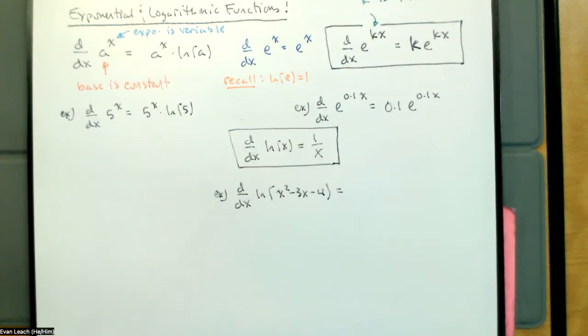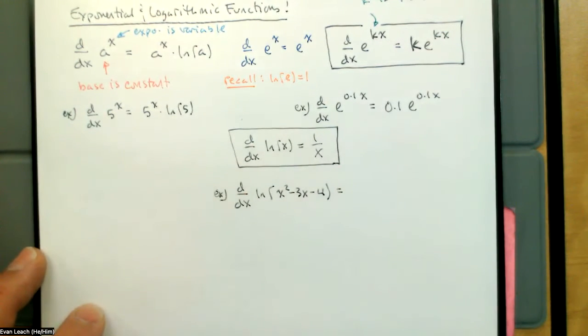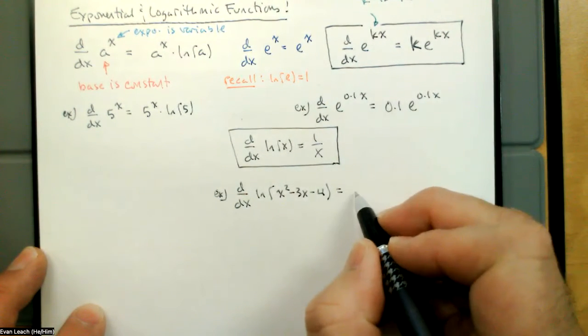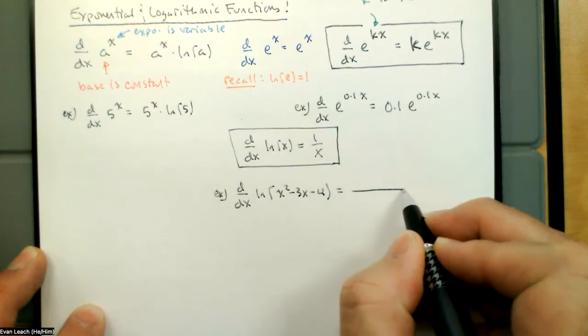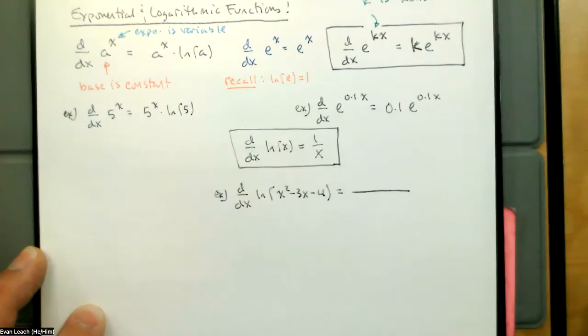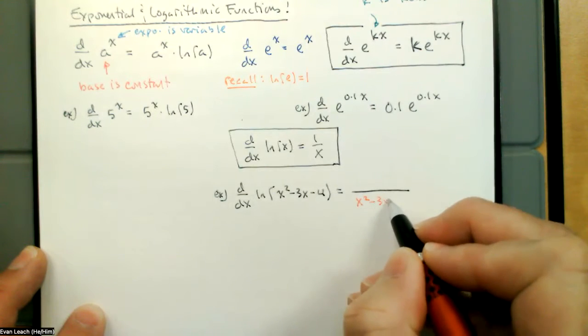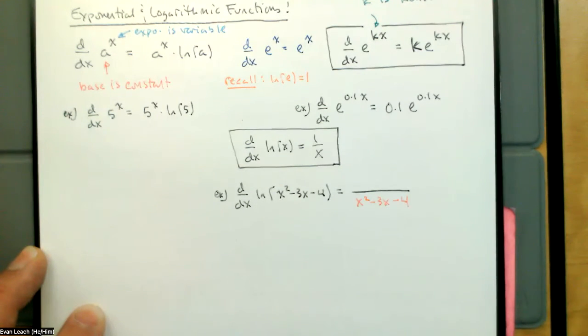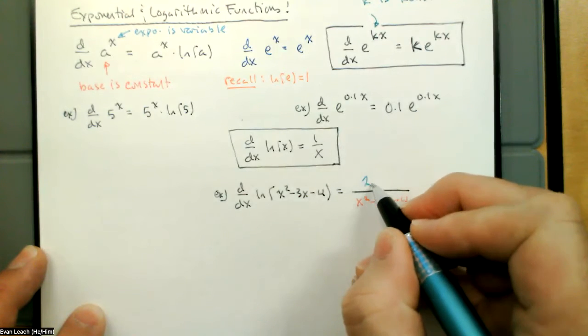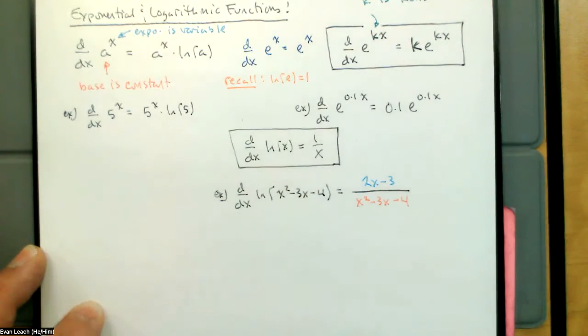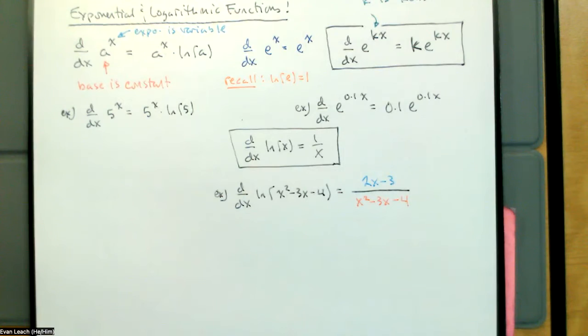The chain rule is always in effect. So if I want the derivative of the natural log of x squared minus 3x minus 4, I'll have the derivative of natural log of something is 1 over that thing, times the derivative of that thing. Always remember your chain rule.